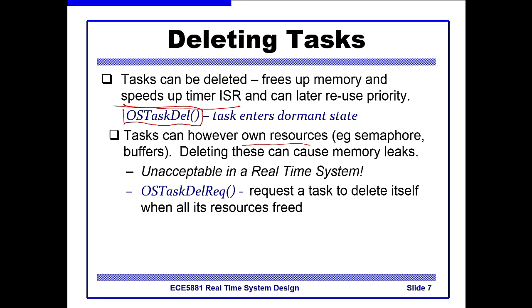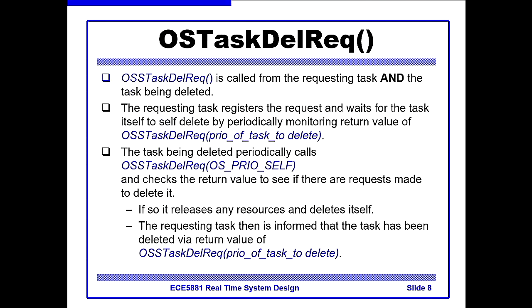So really you have to clean up what the task has used before you actually delete it. We can do that with what's known as an OS task delete request, which is a bit odd. You sort of request, can I delete myself? And the answer is, only if you free up the mess. You put out your garbage before you move out of an apartment. So we don't want to leave garbage everywhere, so we must make sure that we do this at the right time. So there's a protocol.